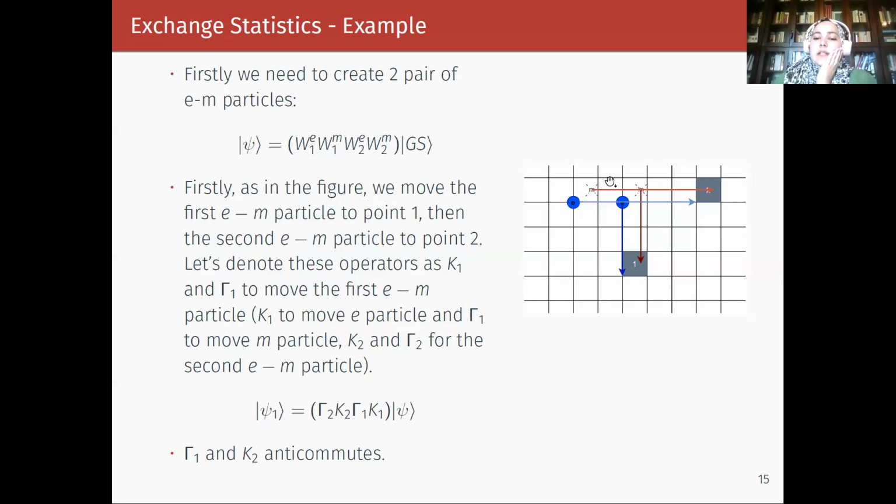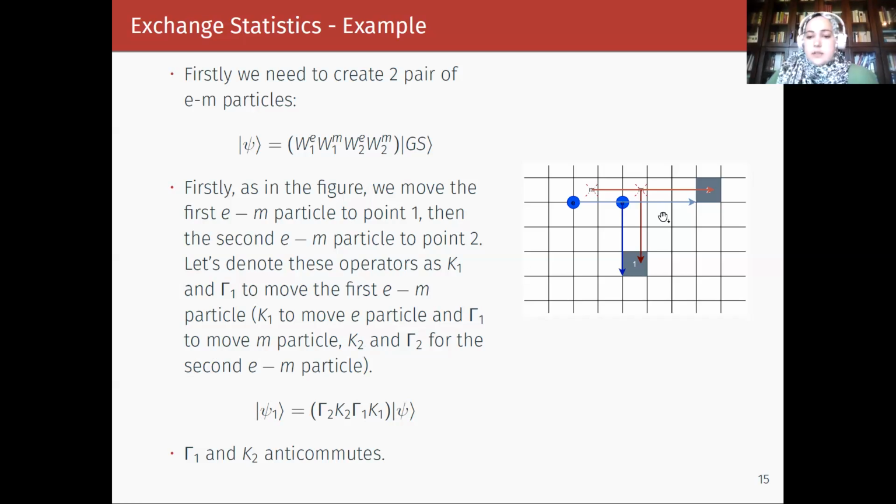Here, I first create 2 EM particles at different points, as you can see. I will solve this question with 2 cases. In the first case, I will move my first particle to point 1 and the second particle to point 2. When I denote the operators that move my E and M particles, for instance, let's call kappa the one that moves the E particle and gamma the one for the movement of M particles, then when I write the operators in order, I get my new state.